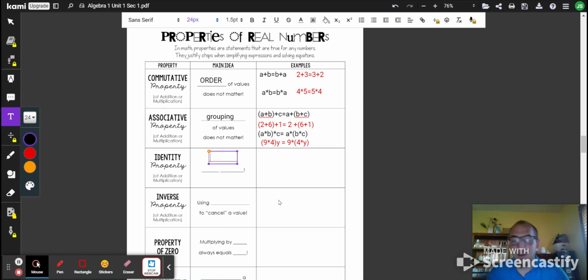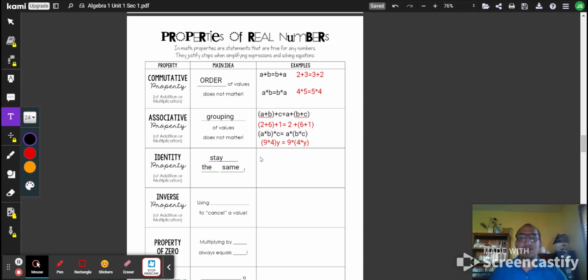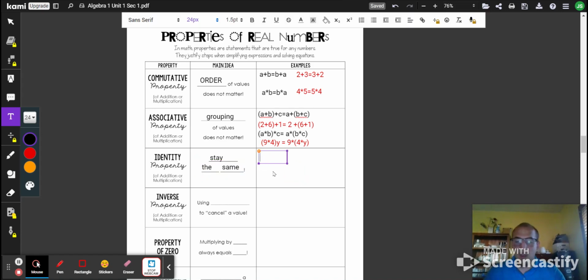So the identity property. The identity property just means that the number is going to stay the same. So if I had a variable A and I wanted A to stay the same, what would I add to it to keep it A? A plus what equals A? Does A plus 0 equal A? I'd say so, with my professional opinion.